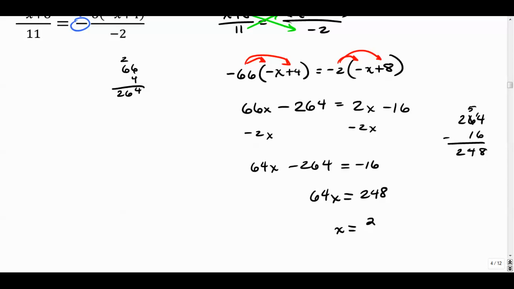So I end up with 248 over 64. This is reducible, so I'm going to recognize that they're both even, so let's cut them both in half. 124 over 32. They're still both even, so that means I could have taken a 4 out initially, but that's all right. 62 over 16, I'm going to cut them both in half again. They're still both even, so I'm going to take another 2 out. 31 over 8, and that is irreducible, so I'm done.